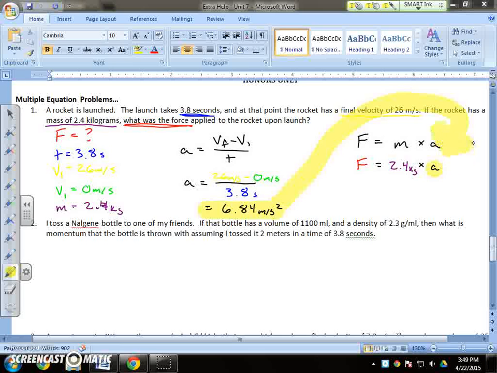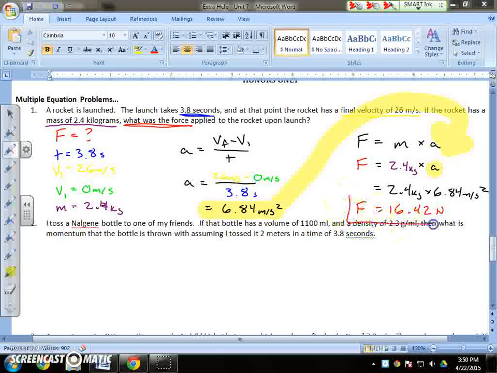Okay, that's our little arrow. So we end up with 2.4 kilograms times 6.84 meters per second squared. And that's going to give us a final force. Force equals 16.42 newtons. So in terms of your final answer here, this was the actual force applied to the rocket upon launch. Right. So again, if that makes sense to you, awesome.